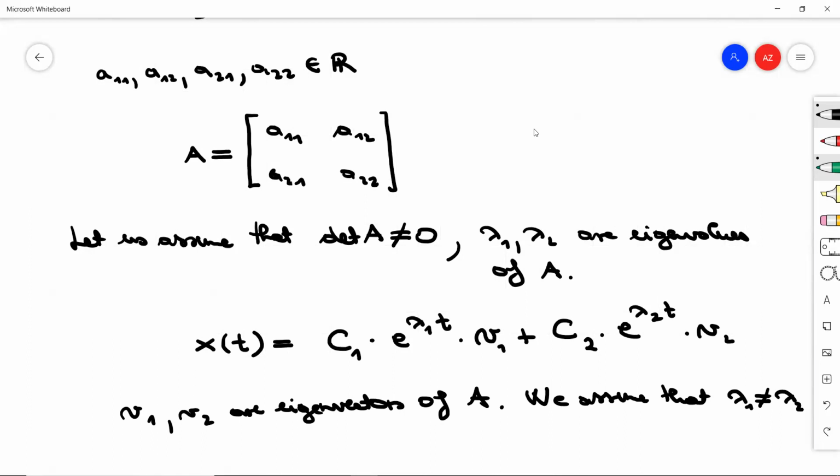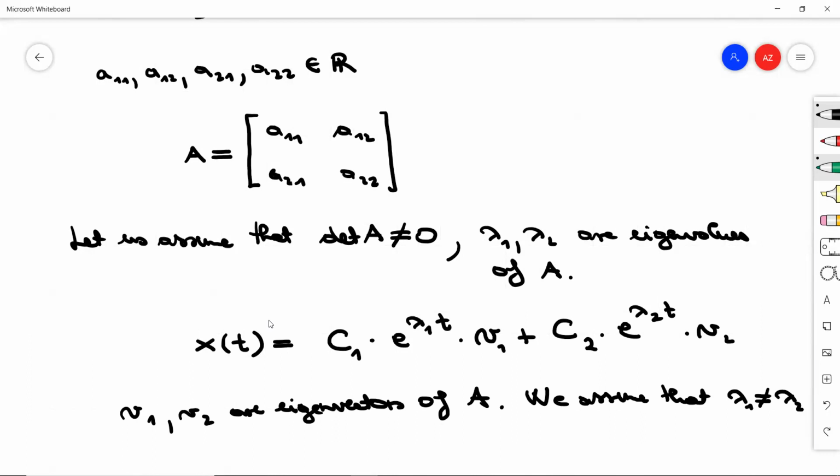So this is really the proper solution. If lambda 1 was lambda 2, then we would need to use Jordan form and generalized eigenvectors for the general solution of this system. But let's assume, for simplicity, that lambda 1 is not equal to lambda 2.